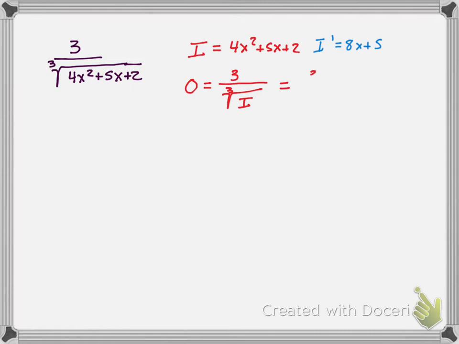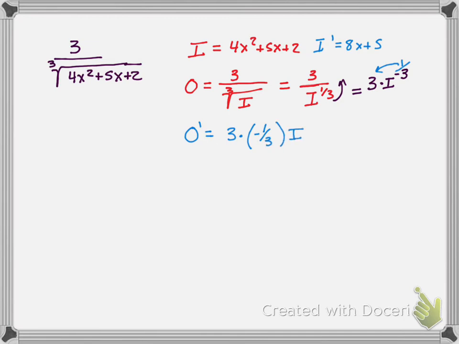Well, that could be written as 3 over I to the 1/3, but we can't take a derivative until we have the power in the numerator, so I'll rewrite it one more time: 3 times I to the -1/3. Now I can use the power rule to find the derivative of the outer. I'd bring that 1/3 down, so we'll have 3 times -1/3 times I, and I'm going to subtract 1 in the form of 3/3 and get -4/3.